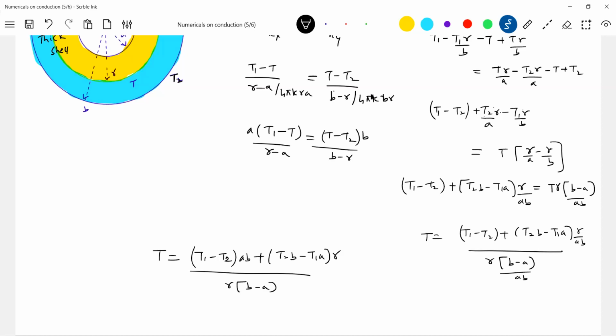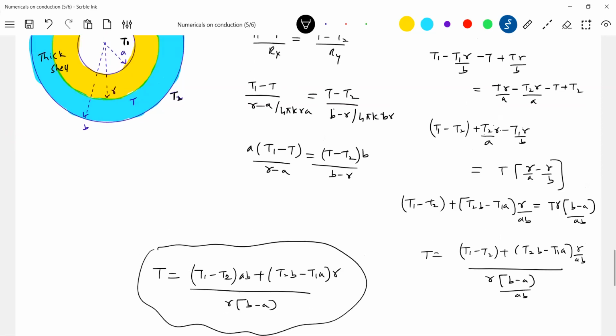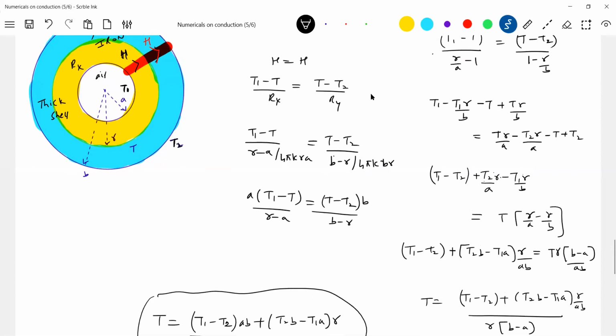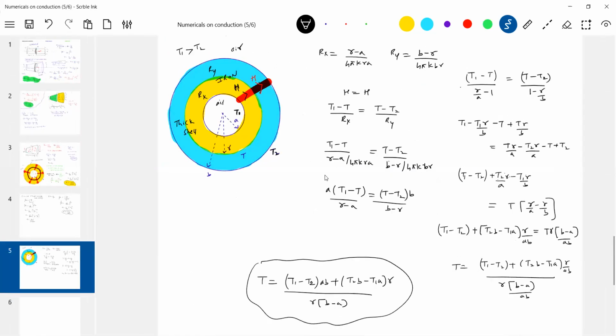This is the expression for temperature at a radial distance R. Similarly, if I ask you the same question, inner surface at 100, outer surface at 50 degrees, what is the temperature at the midpoint? The same procedure we just studied. This is purely maths based. You must be very good at that integration. That's all, nothing else is there.